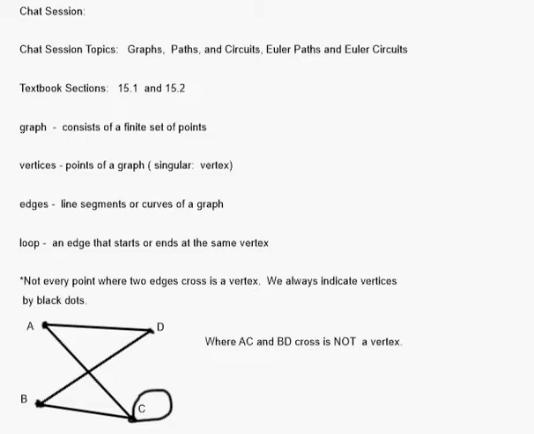A graph consists of a finite set of points. Vertices are points on a graph, singular version vertex. Edges are line segments or curves of a graph. A loop is an edge that starts and ends at the same vertex. Not every point where two edges cross is a vertex. We always indicate vertices by black dots, as you can see in the drawing below. Where AC and BD cross, you'll notice it is not a vertex.